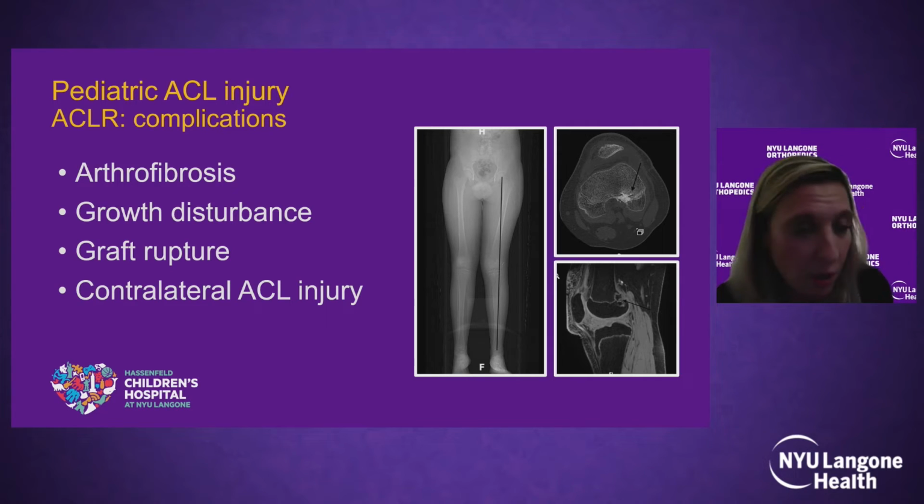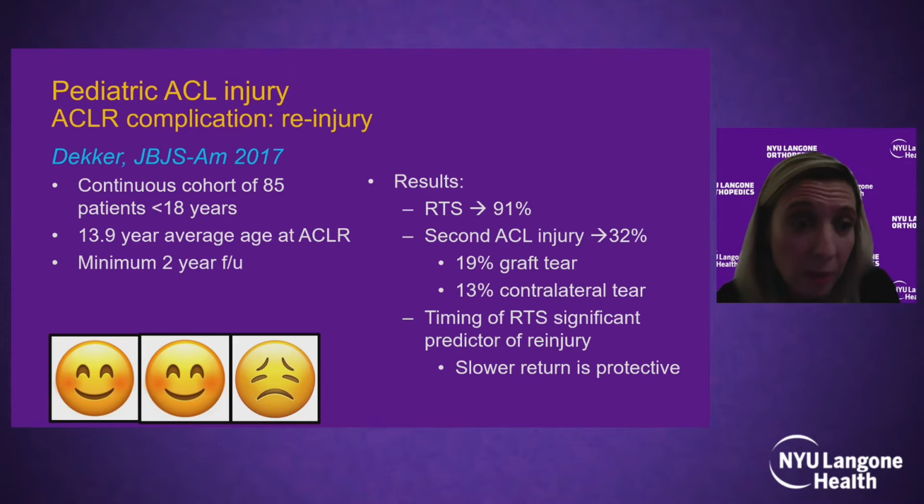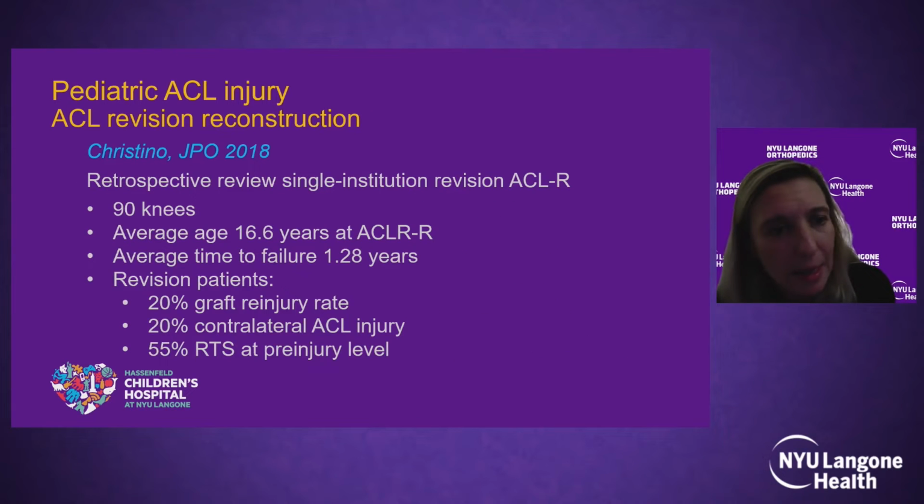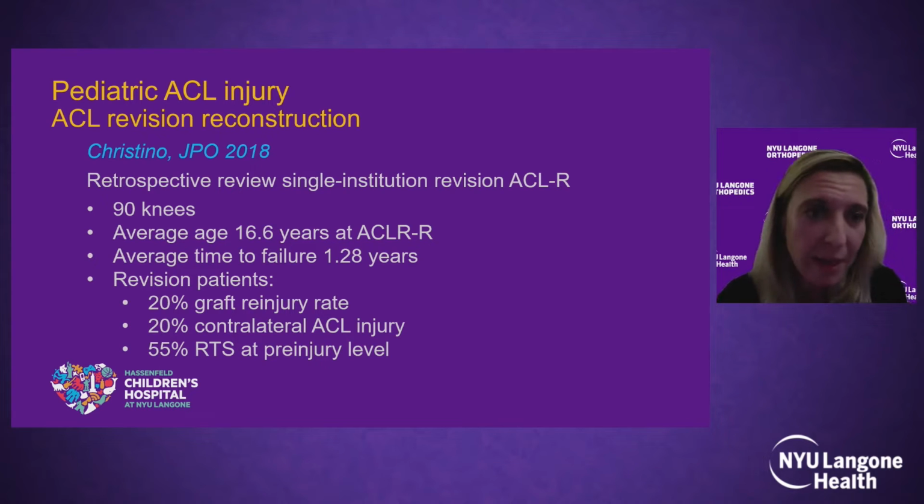I personally think the dirty little secret of pediatric ACL reconstructions is the graft rupture rate, which is incredibly high. This is a recent paper that demonstrated it to be as high as 32%, 20% the ipsilateral leg, 13% the contralateral leg. And this is a real problem, because if you don't get it right the first time, you're even less likely to get it right the second time.